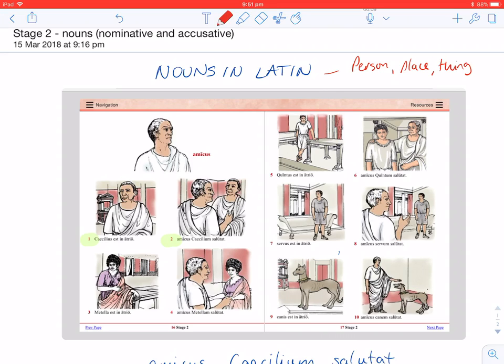Notice what happens to Caecilius in sentence 1, because it becomes Caecilium in sentence 2. Notice how the ending has changed. From Caecilius, we now get Caecilium. What's happened here? Caecilius is in what we call the nominative case, and Caecilium is what we call the accusative case. What does that even mean?